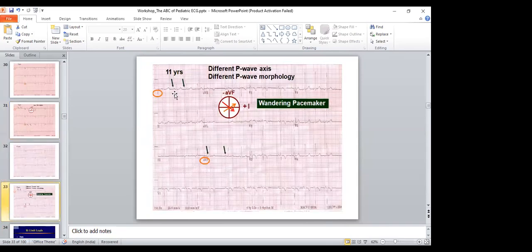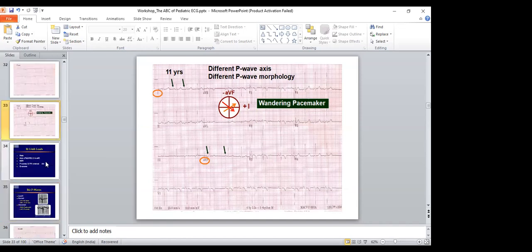Similarly, here we see that P wave is positive in lead 1, P wave is negative in AVF in the first QRS complex, and P wave is positive in the second QRS complex. We can label it as wandering pacemaker. These are important findings to define about arrhythmia and help us tell how badly the patient will progress if we do not intervene correctly with the right medicines.